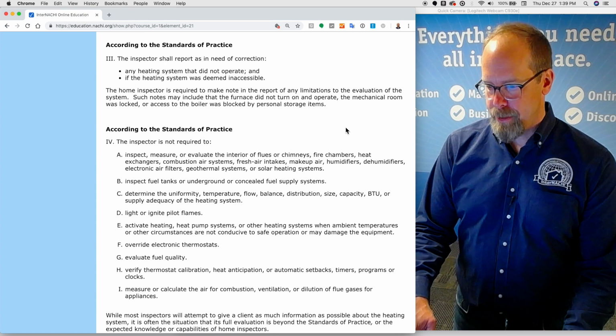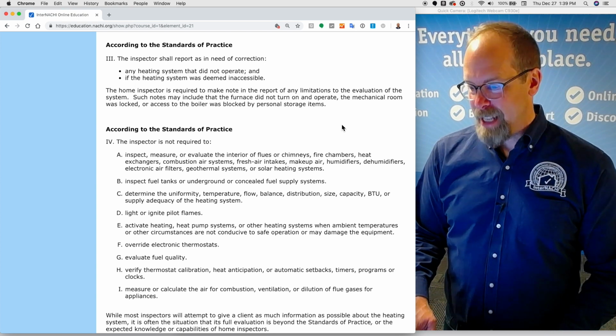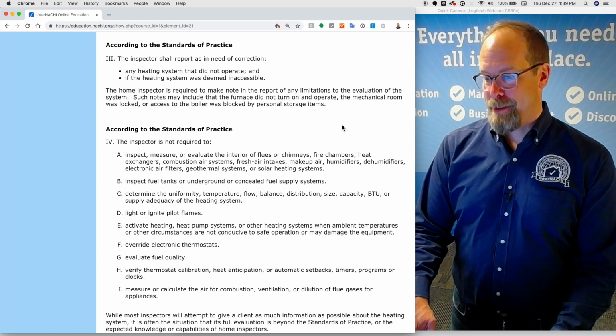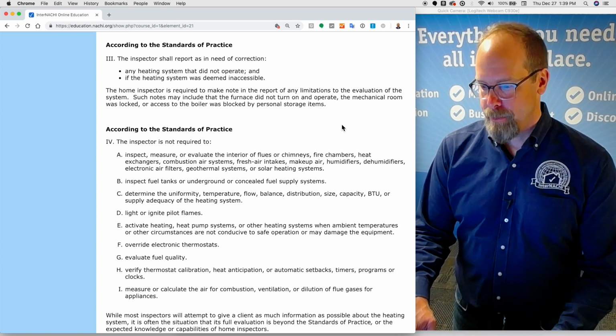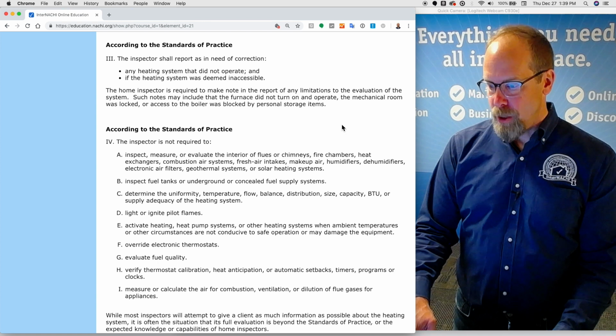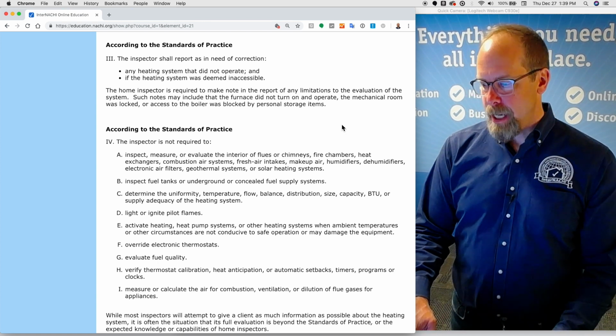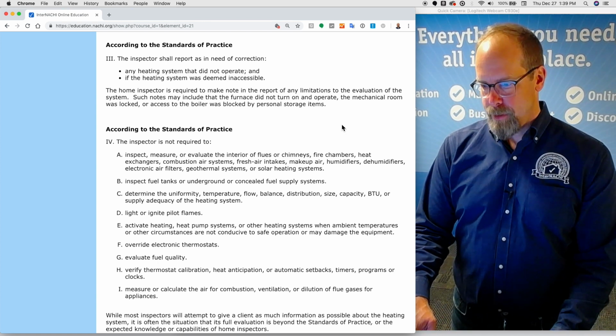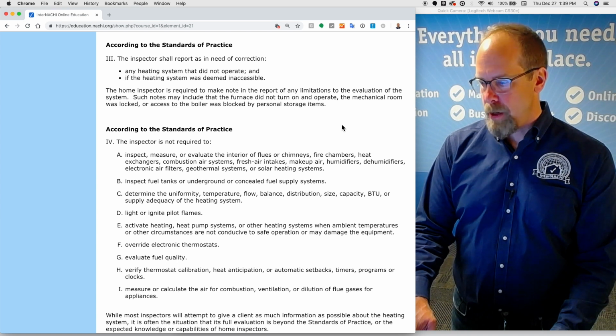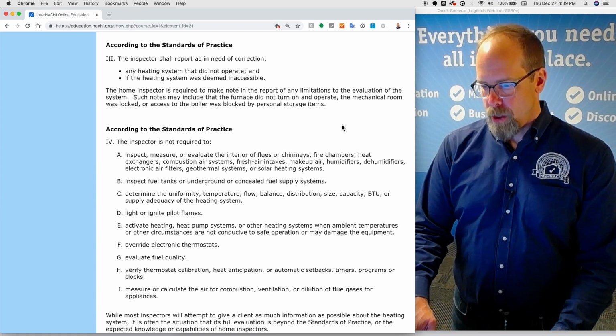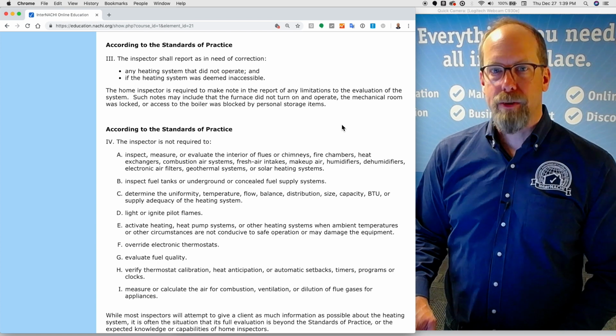According to the standards of practice, the inspectors shall report as in need of correction any heating system that did not operate, and if the heating system was deemed inaccessible, the home inspector is required to make note in the report of any limitations to the evaluation of the system. Such notes may include that the furnace did not turn on and operate, the mechanical room was locked, or access to the boiler was blocked by personal storage items.